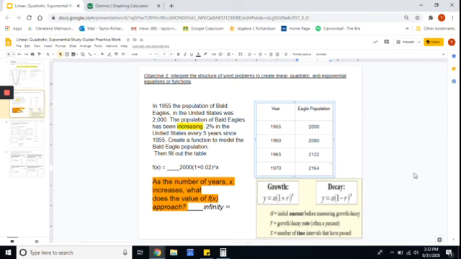All right, so that's objective 2. You will see these problems on the content assessment. Good luck.